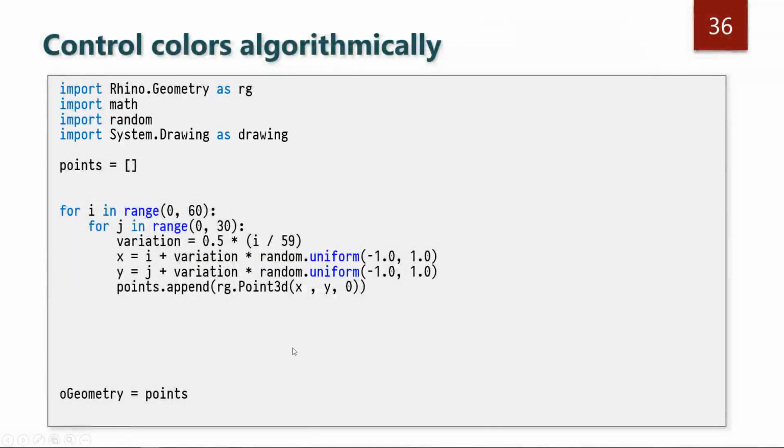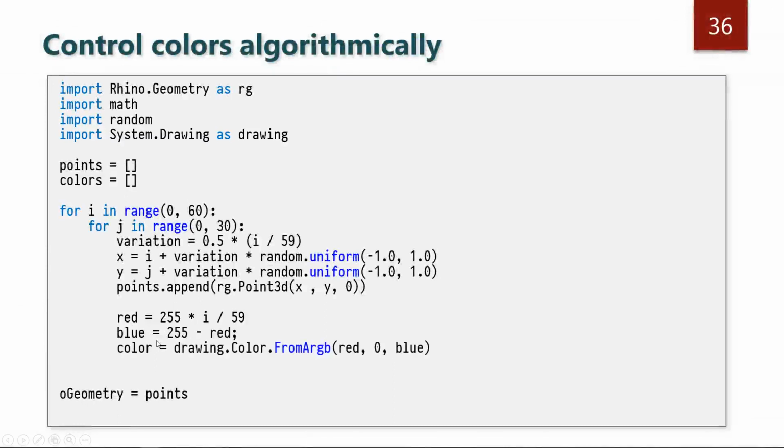So the more red you have, the less blue you have. Basically it's just the opposite of red. And then finally for green, I will just keep it at 0. Okay, so here I can construct the color variable: from ARGB, red, which came from here, green I keep at 0, and then blue. Then I append color to colors, and then I output colors.